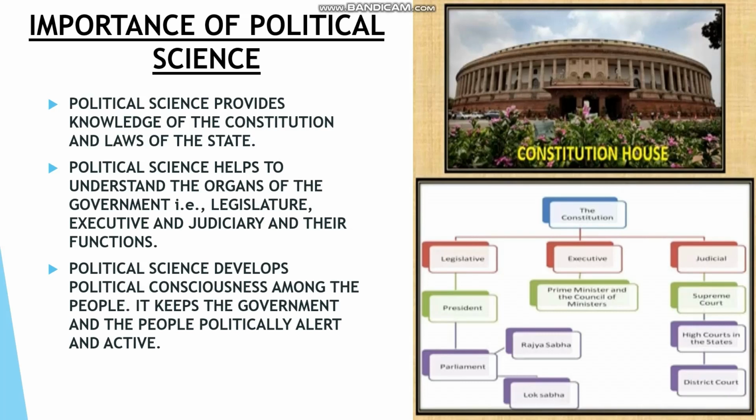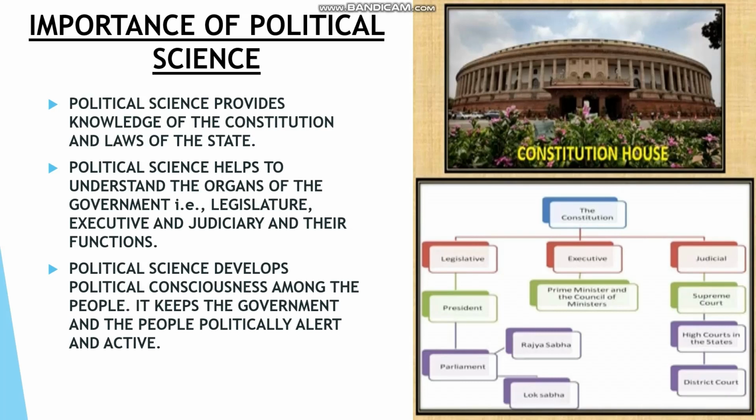Which are the organs? Already you students have learnt about it. That is legislature, executive, judiciary and their functions. What is legislature? Legislature is the organ which makes the law. Next is executive. Executive is the organ of the government which implements the law. And third, judiciary. Judiciary interprets and protects the law. Understood? These are the functions of these organs. The legislature's function is to make the laws.